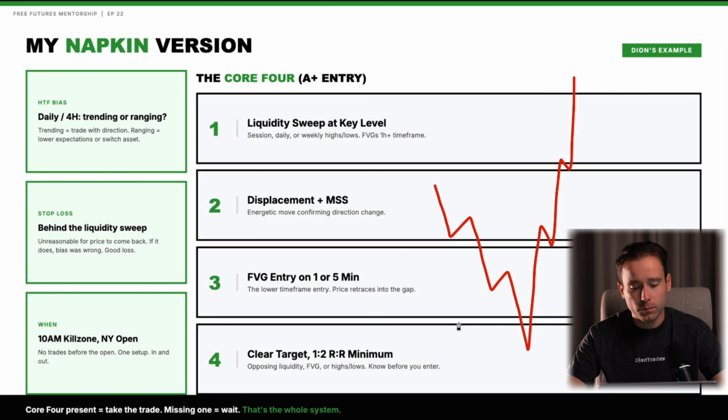And how does it look? We have the liquidity sweep in a key level. Then we have a market structure shift, the last swing high that made the low. That displacement move leaves a fair value gap, entry in the fair value gap, and then ideally for a 1 to 2. That is the core 4.